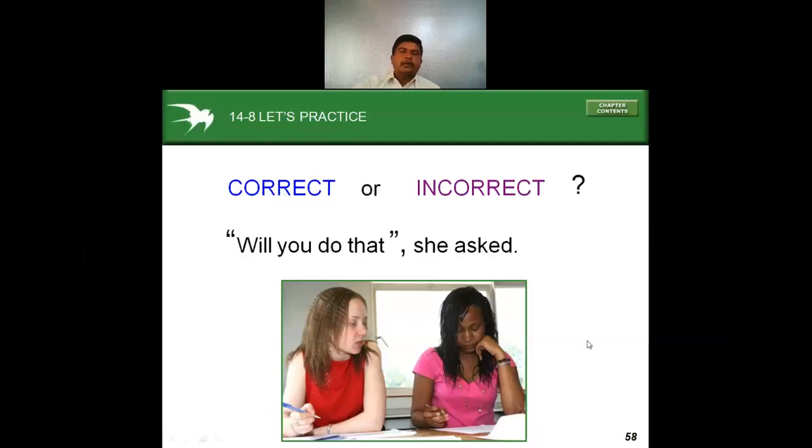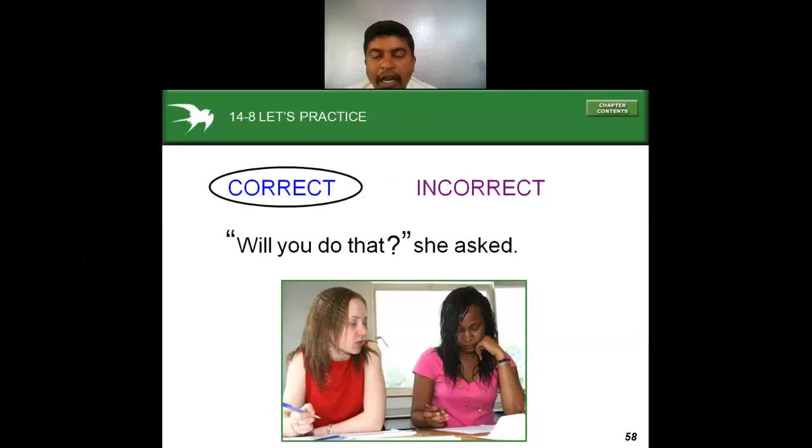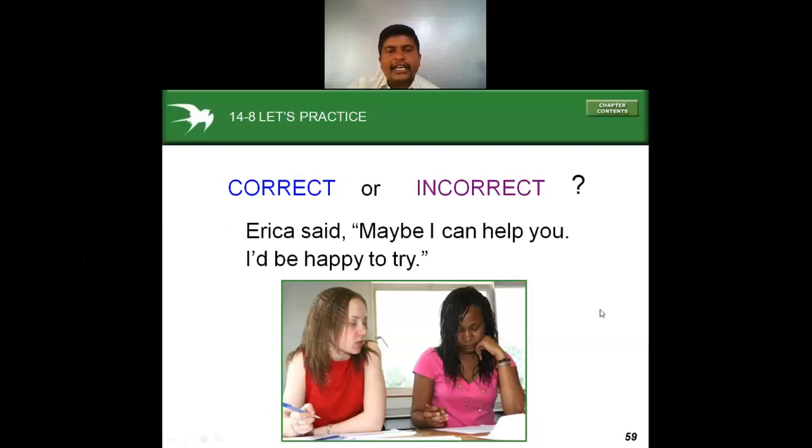"Now, will you do that?" she asked. Is it correct or not? Answer: incorrect. Why is it incorrect? Because it is a yes or no question. Usually you know very well that either yes or no questions or WH questions will end with a question mark. It did not have any question mark. Now it has been corrected when we added the question mark. Correct or incorrect? Erika said, "Maybe I can help you."